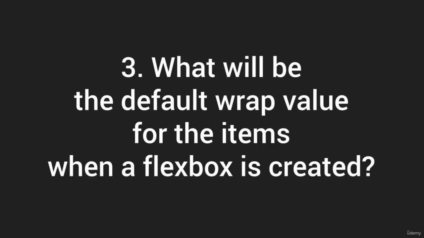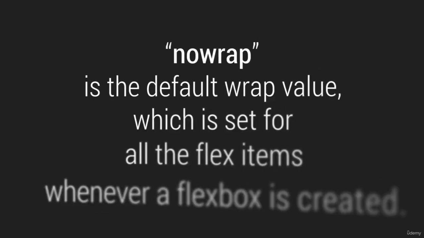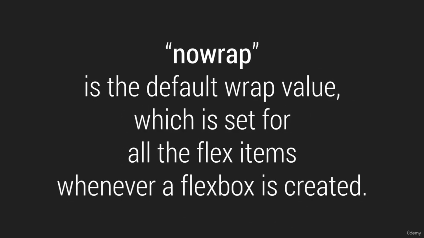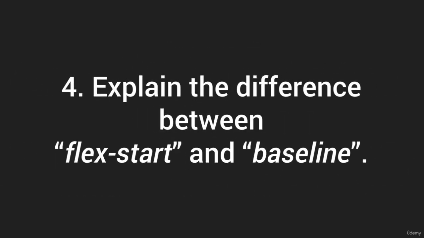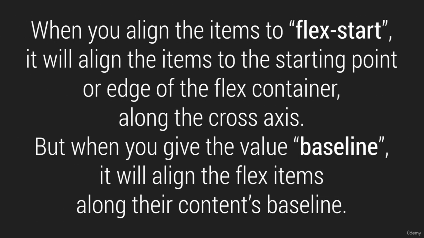What will be the default wrap value for the items when a flex box is created? It is nowrap, which is the default wrap value, and it is set for all flex items whenever a flex box is created. Explain the difference between flex start and baseline. So when you align the items to flex start, it will align the items to the starting point or edge of the flex container along the cross axis. But when you give the value baseline, it will align the flex items along their contents' baseline.